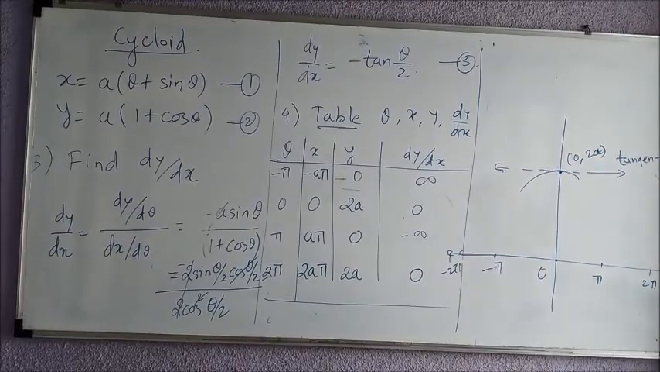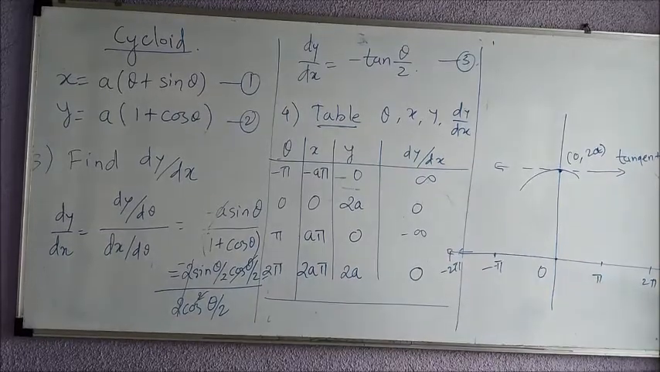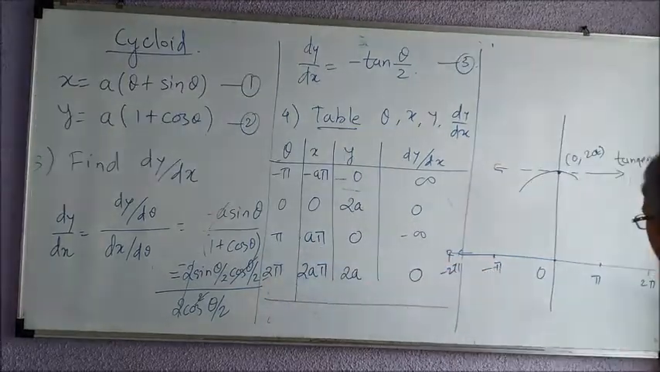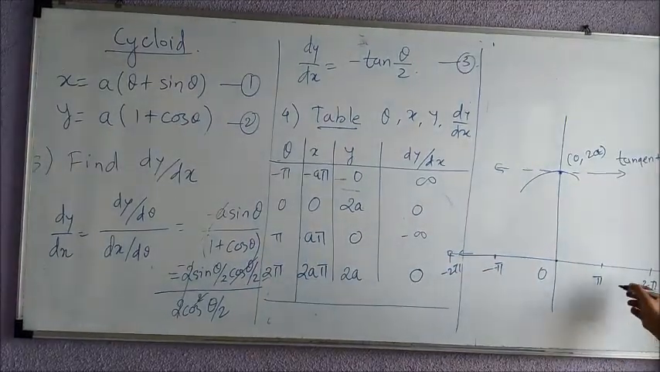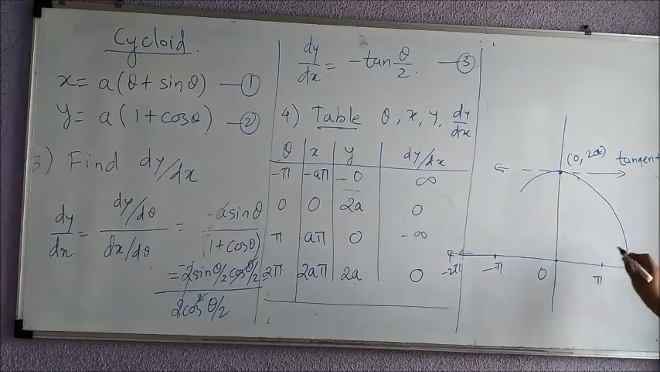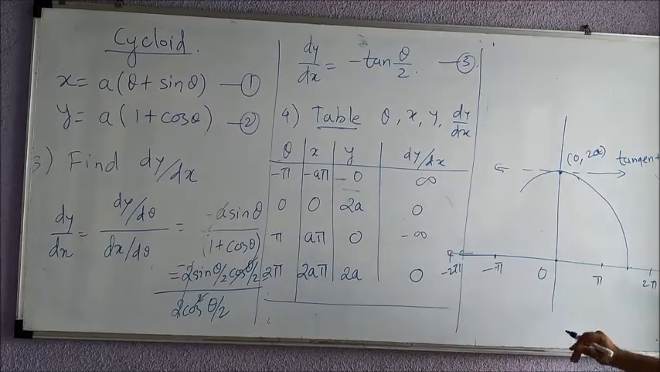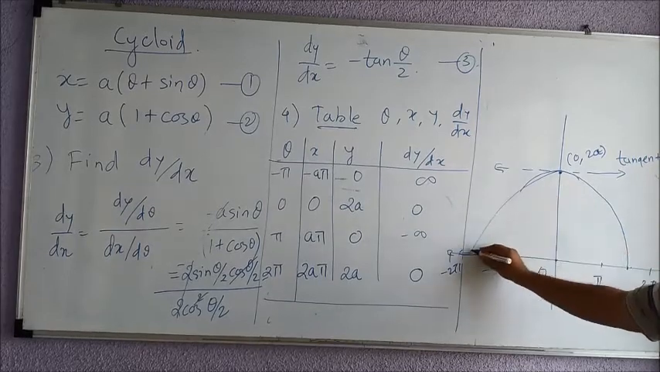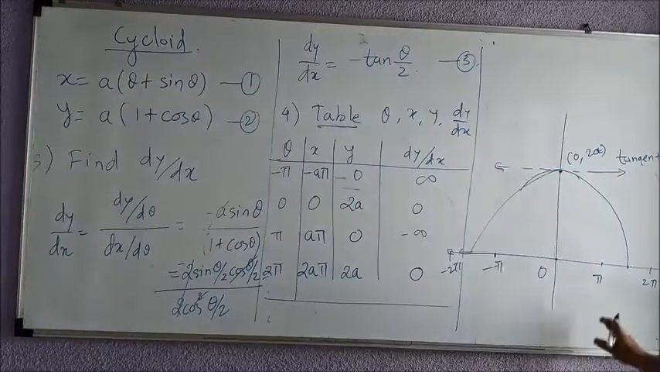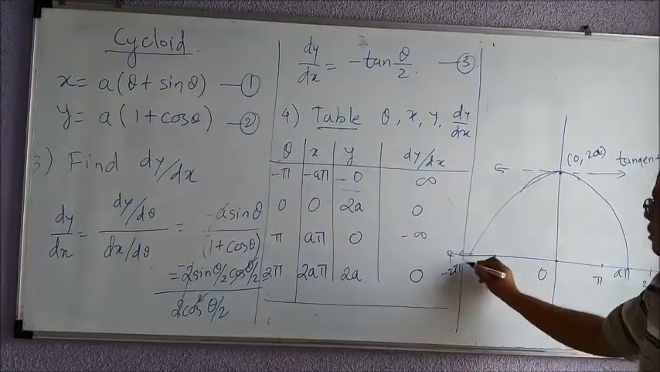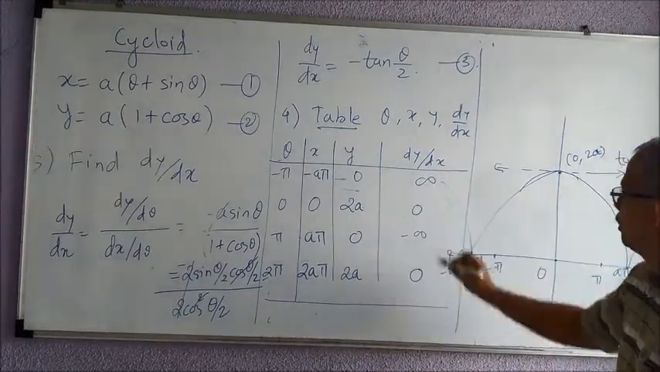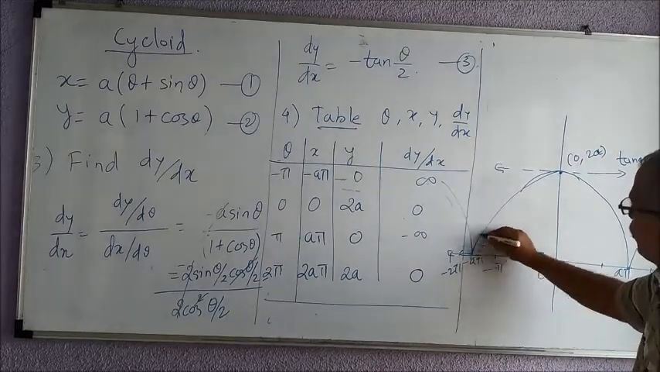We'll see what happens when we come to pi. When we are at pi, the x coordinate is a pi. So a times pi is somewhere here, and here also minus a pi. So I'll call this a pi. This is minus a pi. And then the curve will go like this. Like this. So this becomes the cycloid.